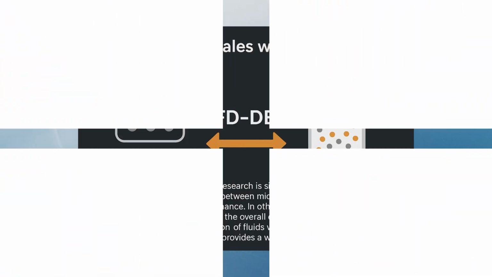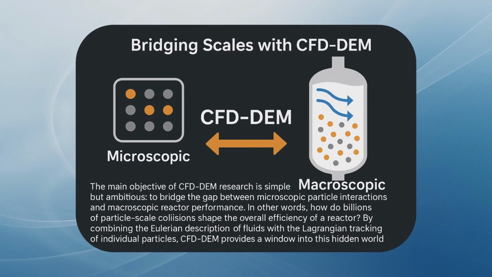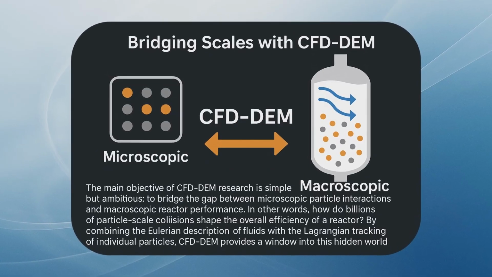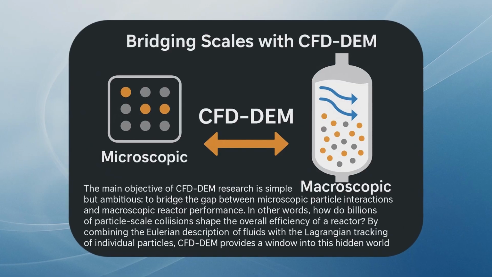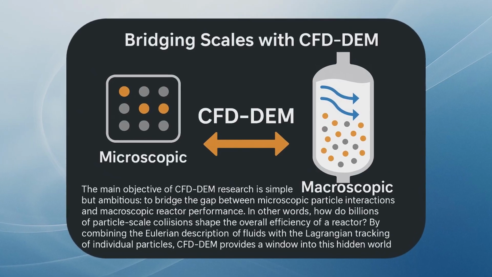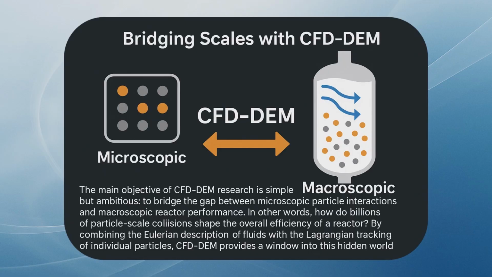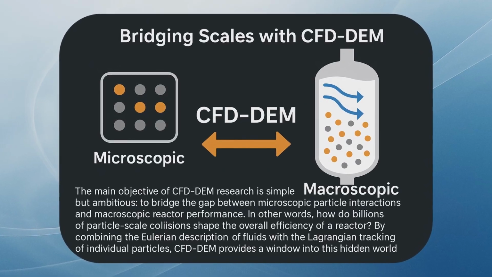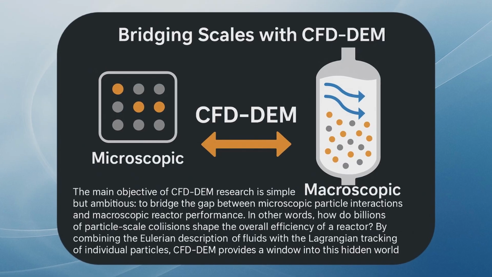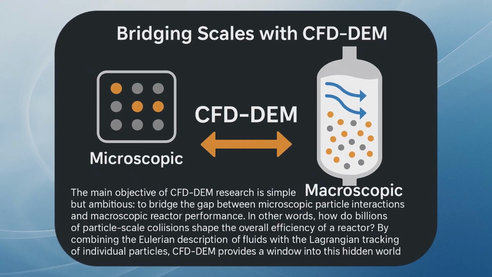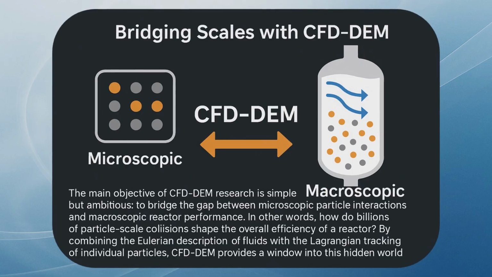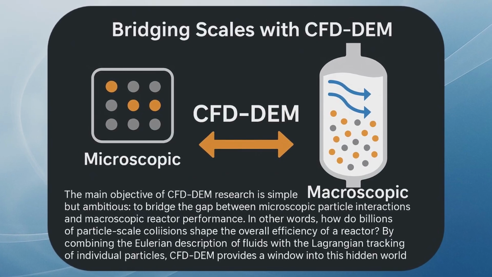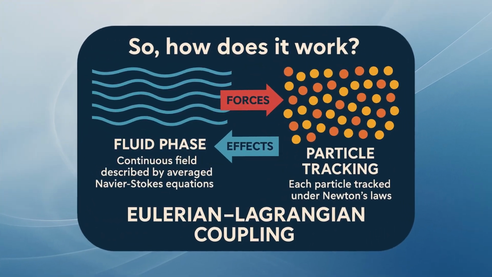The main objective of CFD-DEM research is simple but ambitious: to bridge the gap between microscopic particle interactions and macroscopic reactor performance. In other words, how do billions of particle-scale collisions shape the overall efficiency of a reactor? By combining the Eulerian description of fluids with the Lagrangian tracking of individual particles, CFD-DEM provides a window into this hidden world. So, how does it work?